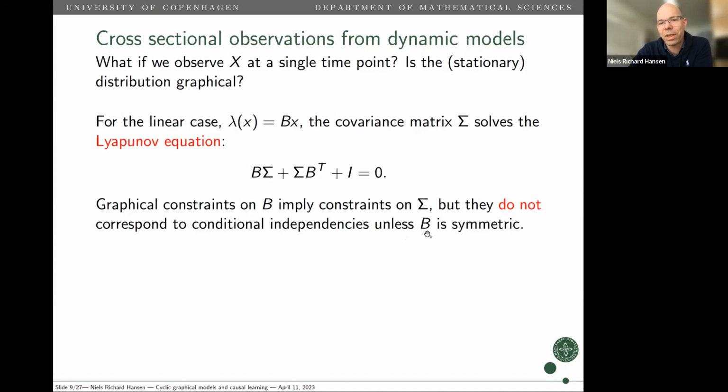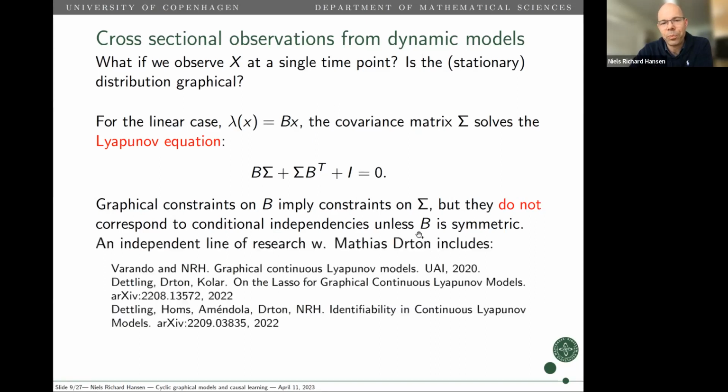Curiously, if B is symmetric, then it's actually an undirected graphical model that is the appropriate way of characterizing the constraints. And this will link this theory of dynamical processes to classical statistical mechanics, which is the origin of graphical models, as this would be an example of an equilibrium statistical mechanics model. So I will not talk much about this.